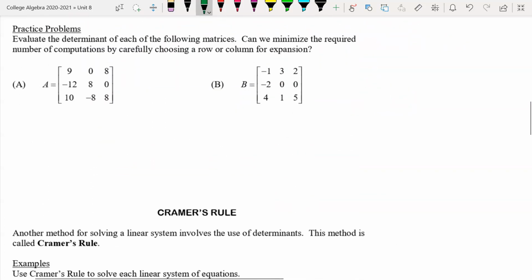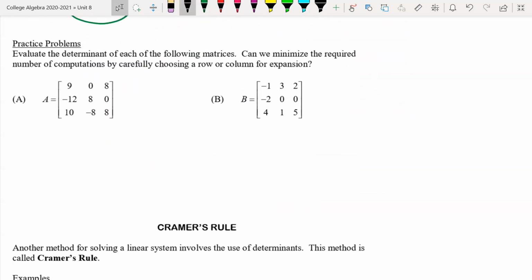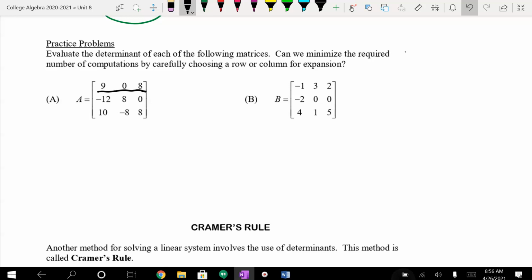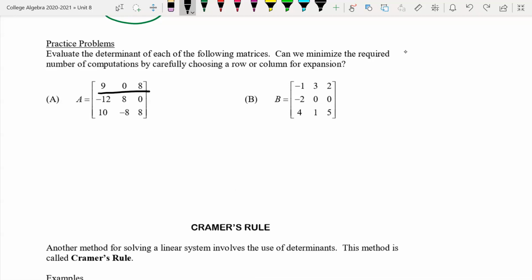So I just threw in some practice problems to help you guys with these. It says evaluate the determinant of each of the following matrices. Can we minimize the required number of computations by carefully choosing a row or column for expansion? So you can choose a column if you wanted to. So notice this one has a 0, and this one has a 0. I like to choose one that has a 0 in it, so I'm going to choose that row.